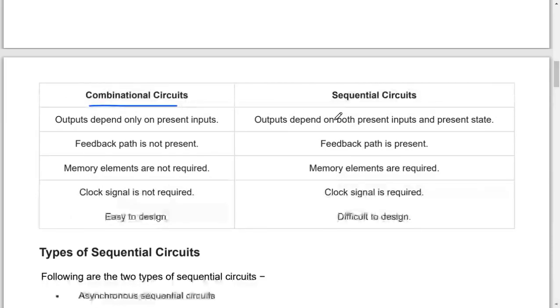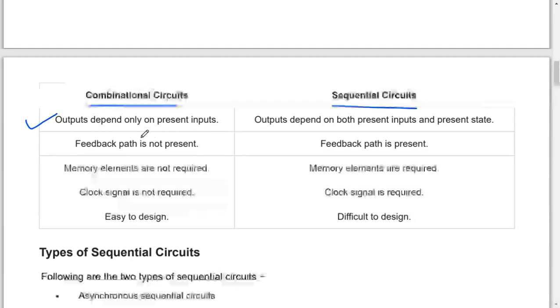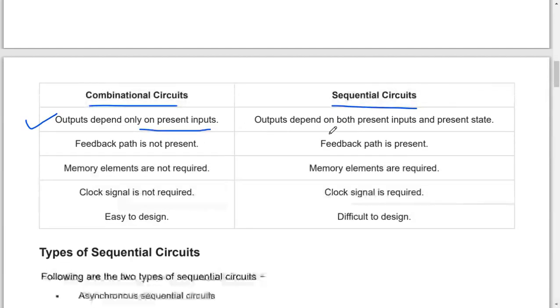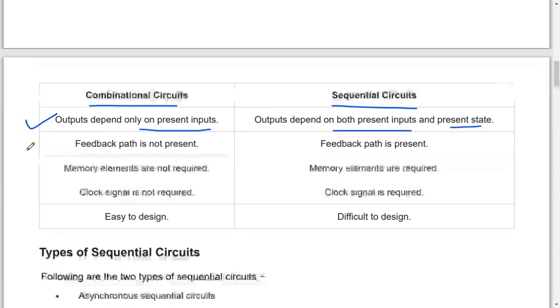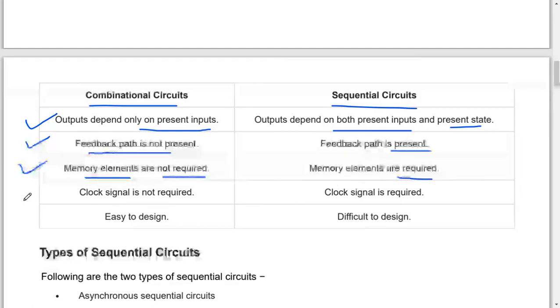Combinational circuits: outputs depend only on present inputs. Sequential circuits: output depends on both present inputs and present state. Combinational: feedback path is not present. Sequential: feedback path is present. Combinational: memory elements are not required. Sequential: memory elements are required. Combinational: clock signal is not required. Sequential: clock signal is required. Combinational: easy to design. Sequential: difficult to design.